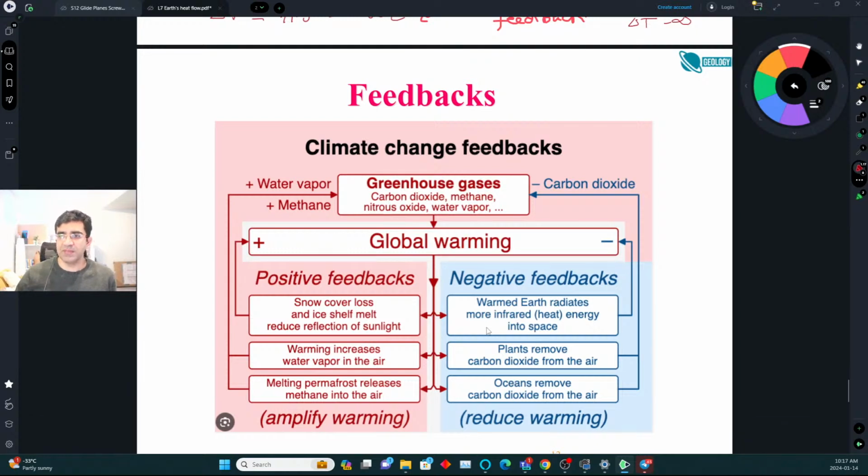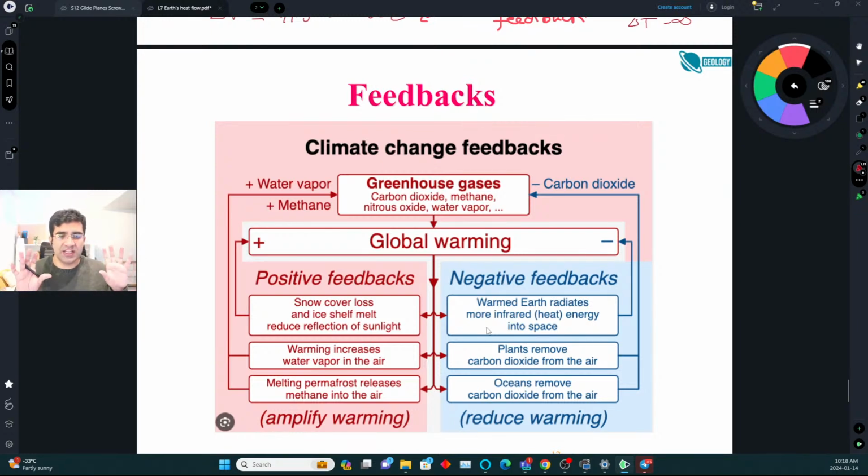positive feedbacks will be, first of all, snow and ice cover loss. Snow reflects more. For example, let's say areas are more snow covered. As you increase warming, the snow cover reduces, and less light is reflected. If you have seen snow, it is very bright and white; it reflects a lot of radiation. Whereas if it is converted to water, water absorbs more radiation than snow. So that is a positive feedback.